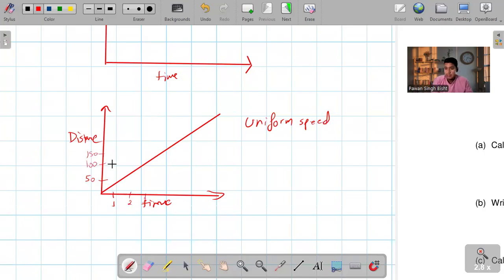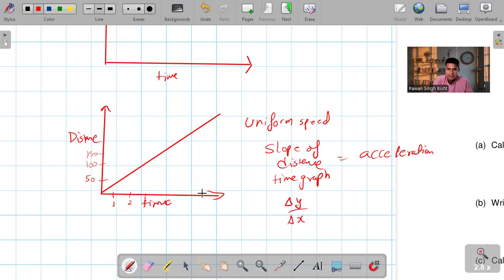Yeah, and also we need to understand that if we find the slope of distance time graph, it gives us acceleration. So it means change in value in y divided by change in x. So we call it delta y upon delta x. Delta means how much is the change in the value in y-axis and how much is the change in value in x-axis. That will give us acceleration.